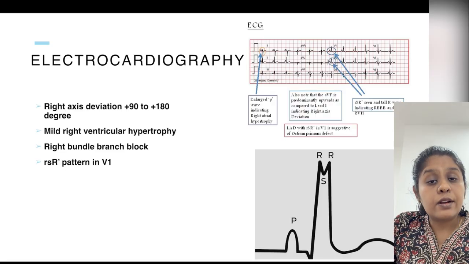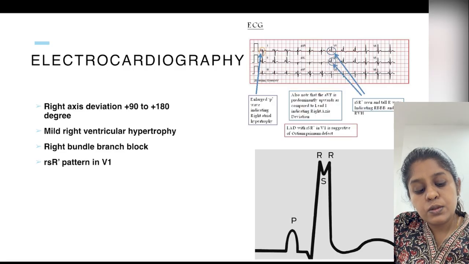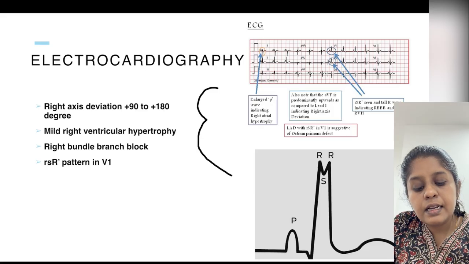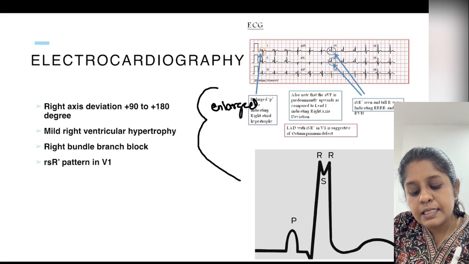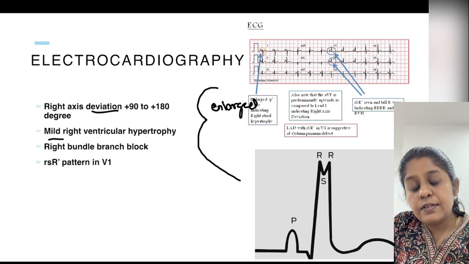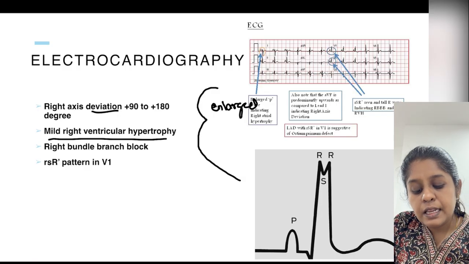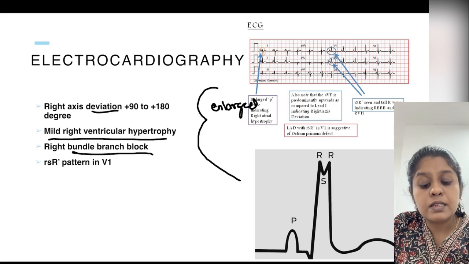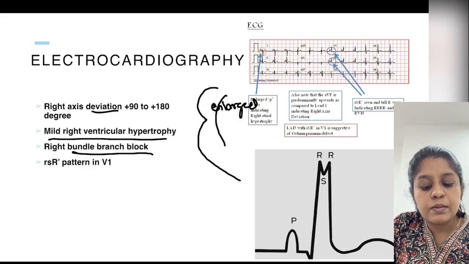So coming to the ECG findings, you know that your right atrium and the right ventricle are enlarged. So there will be a right axis deviation of plus 90 to plus 180 degrees. There will be right ventricular hypertrophy. There will be right bundle branch block. This is because of the enlargement, the conduction in the right side will be prolonged.